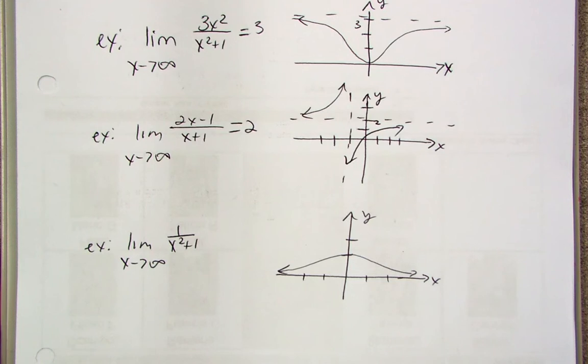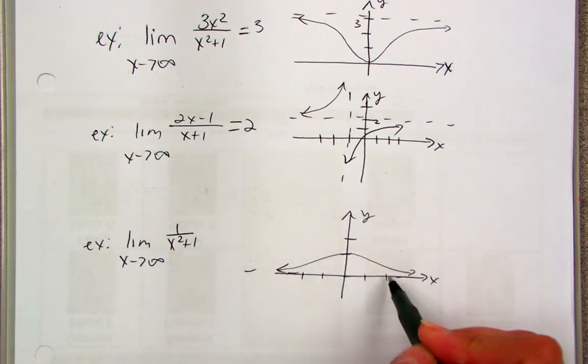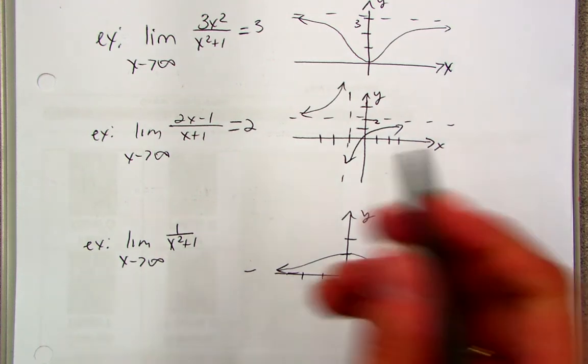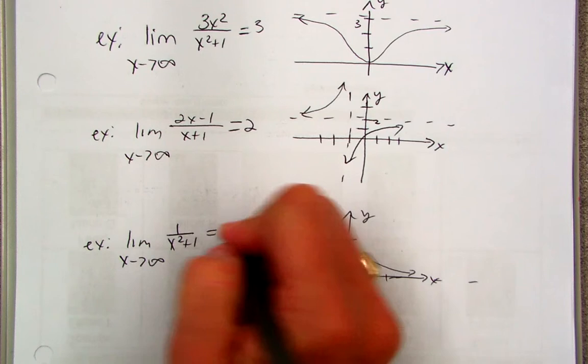On this third example, the limit of 1 over x squared plus 1 as x approaches, again, positive infinity. Here's a sketch of that graph, and hopefully you can tell by the sketch that there is a horizontal asymptote at y equals 0. So as my x's get closer and closer to positive infinity, my y's are getting closer and closer to 0.